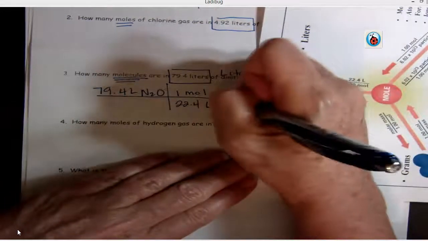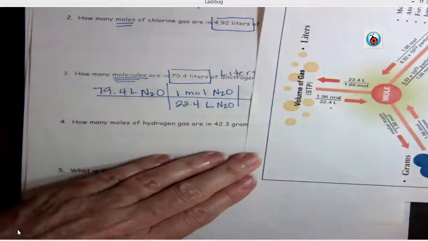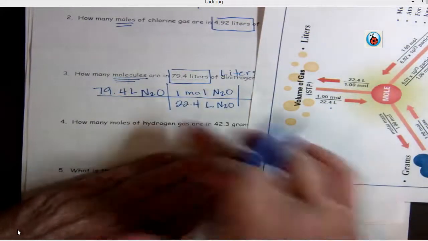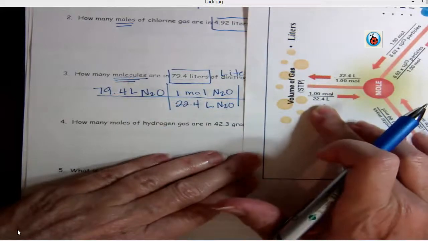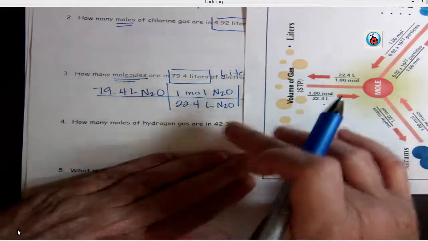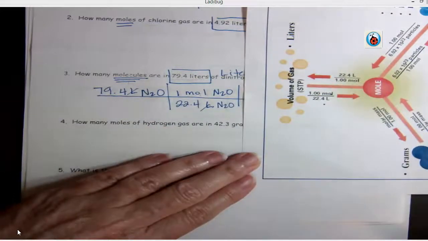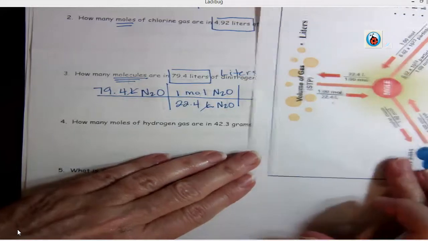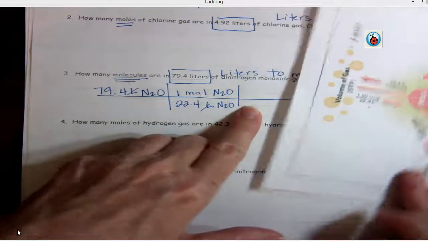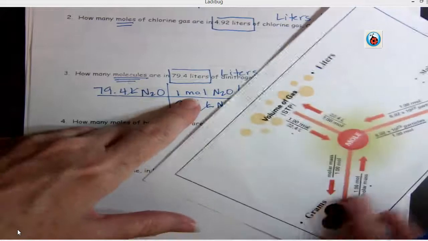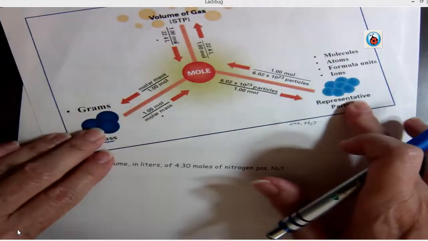So I've got 1 mole of N2O, dinitrogen monoxide, and then I'm going to put 22.4 liters on the bottom. Okay, because I need liters to cancel, and I'll be left with moles, right? And you've done that calculation before, but here's where we're adding on. We're going to add a second train track, and we're going to take moles, because we're at Mr. Mole's house, and where are we going? We're going down here to particles.